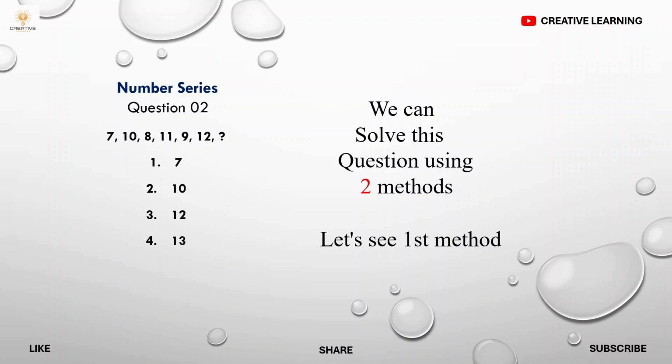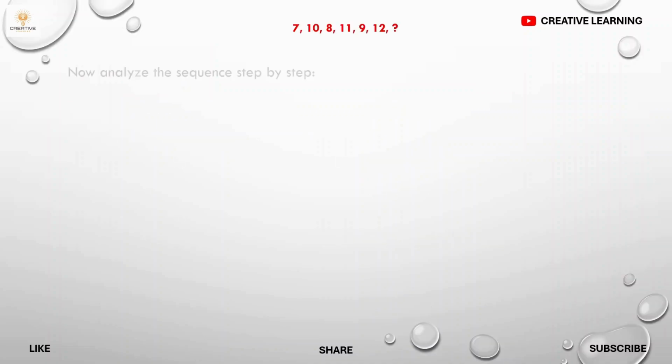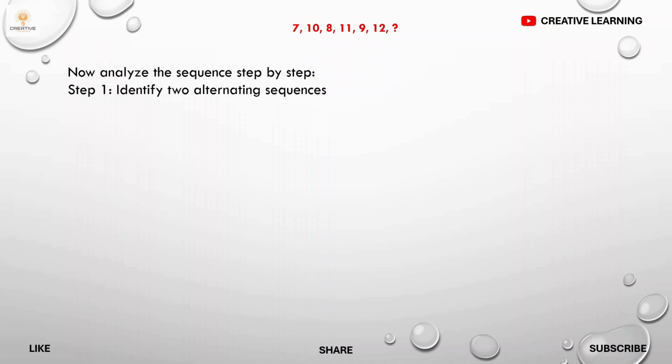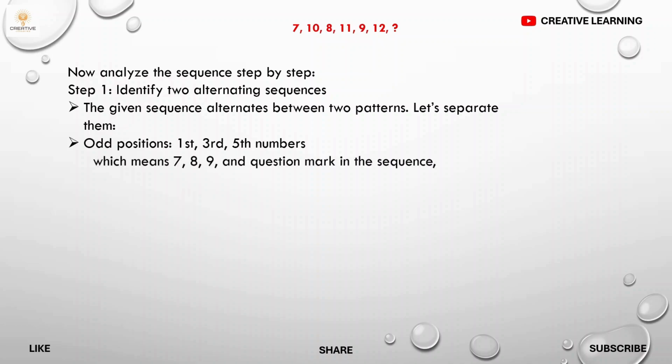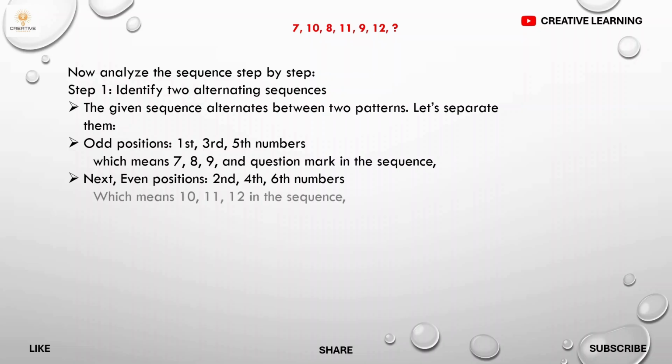Let's see the first method. Now analyze the sequence step by step. Step 1. Identify two alternating sequences. The given sequence alternates between two patterns. Let's separate them. Odd positions, first, third, fifth numbers, which means 7, 8, 9, and question mark in the sequence. Next, even positions, second, fourth, sixth numbers, which means 10, 11, 12 in the sequence.